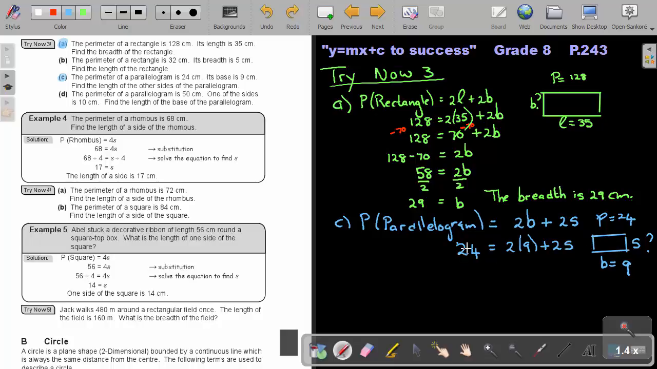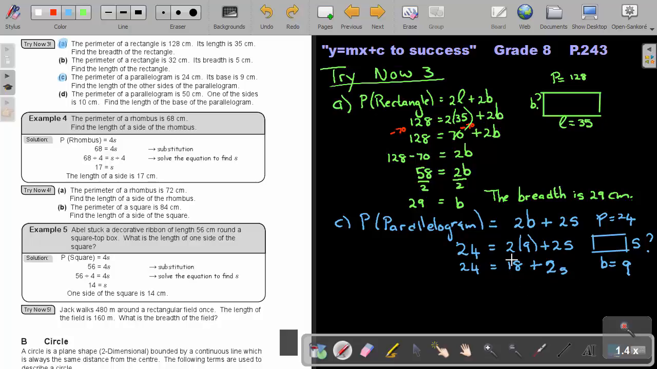So basically, I'm just going to say 24, and I'm just going to solve this equation. Be careful that this S is not looking like a 5. Sometimes it can look like a 5. So I'm just going to make 2. I don't know how to make it that it's not like a 5.